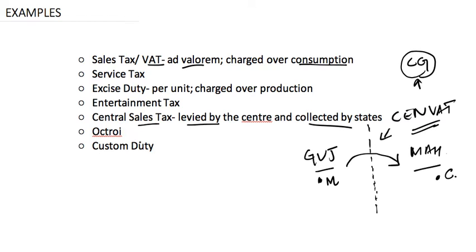Next comes octroi. Octroi is a tax paid on movement of goods or services across state boundaries. So, if trucks are moving from one state to the other, they are charged octroi by the destination state or by the entering state.